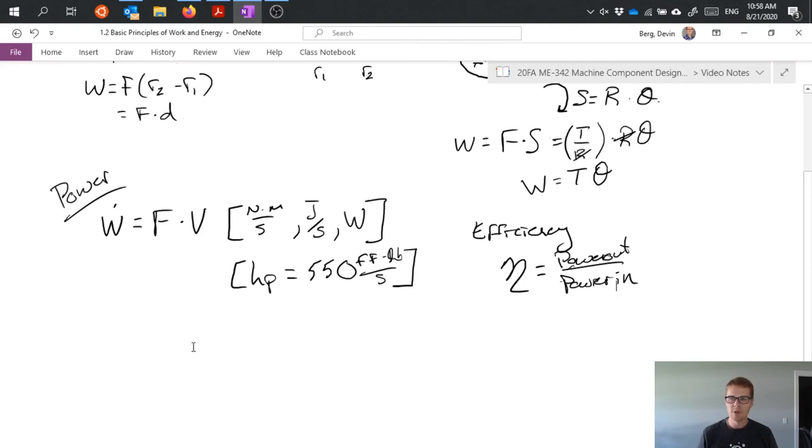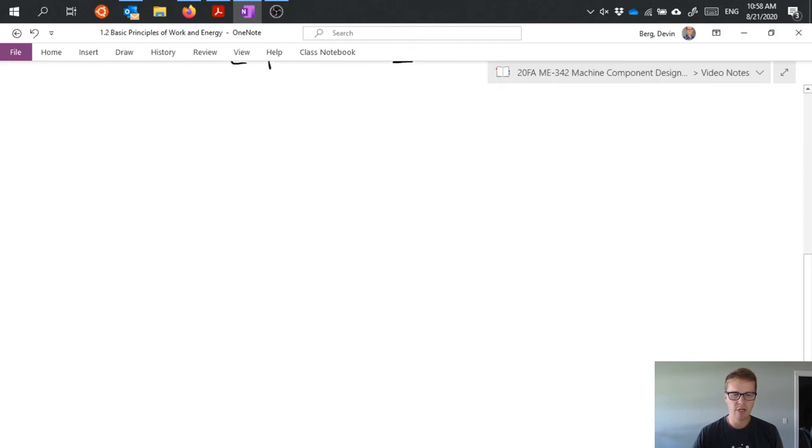All right, so we've got work, we've got power. Next, we want to talk about conservation of energy. So conservation of energy is one of those key things that we can use to understand what's going on in our system. Sorry about my handwriting, it's not going to be great on these notes. So you'll have to do your best with interpreting that.